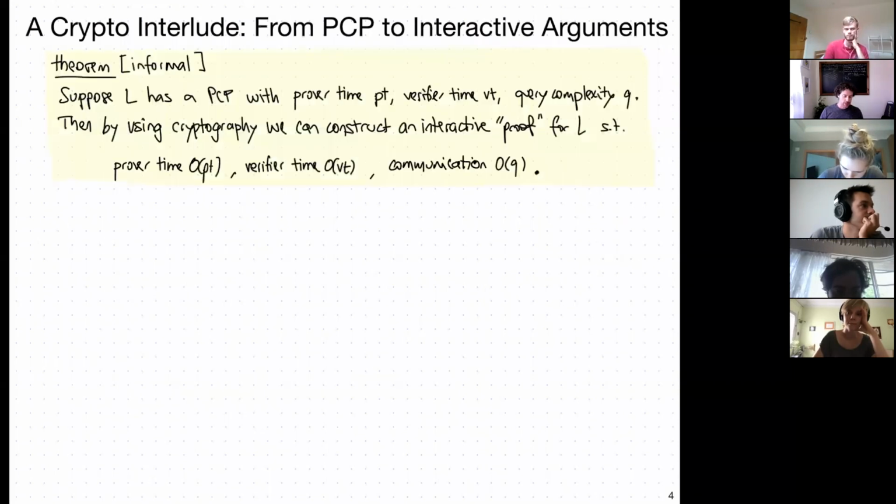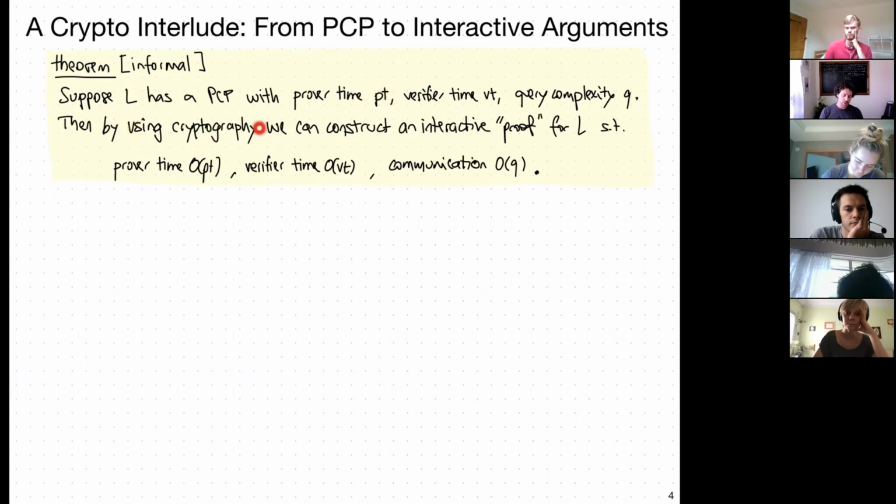And let's see what happens here. So the theorem that we're going to discuss here will be the following. Suppose that we have some language L, or some problem L, that has a PCP with a certain prover time PT, verifier time VT, and query complexity Q. Let's keep them as just parameters for now.